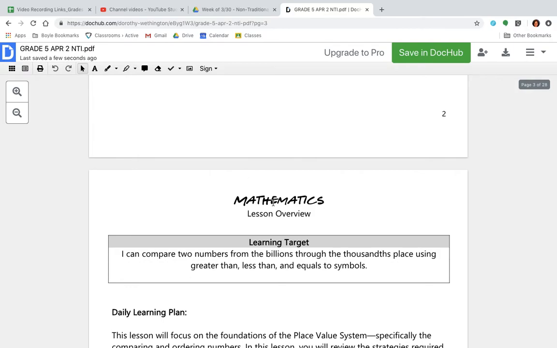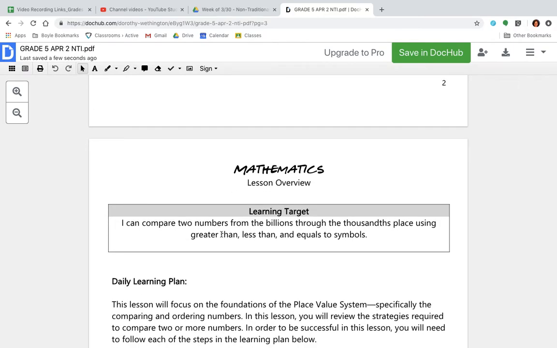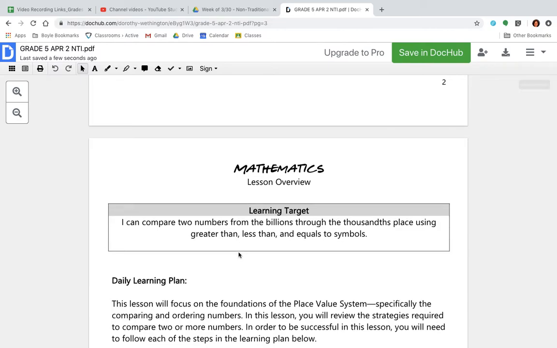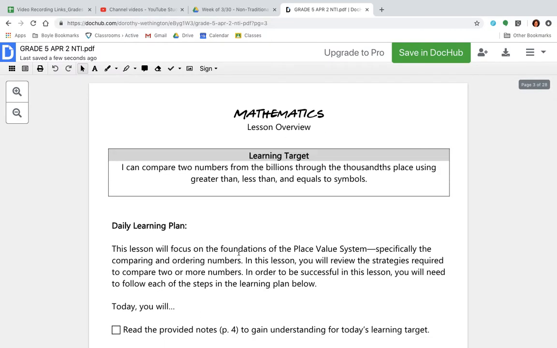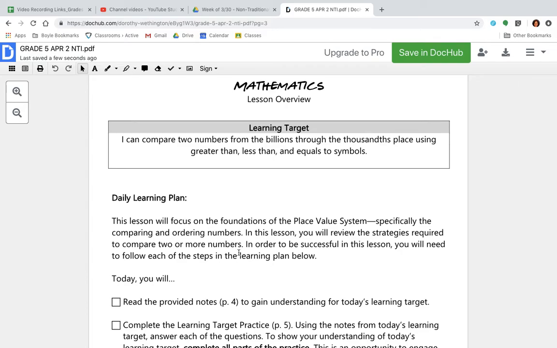Mathematics, Lesson Overview, Learning Target. I can compare two numbers from the billions through the thousands place using greater than, less than, and equal to symbols. Daily Learning Plan. This lesson will focus on the foundations of the place value system, specifically comparing and ordering numbers. In this lesson, you will review the strategies required to compare two or more numbers.